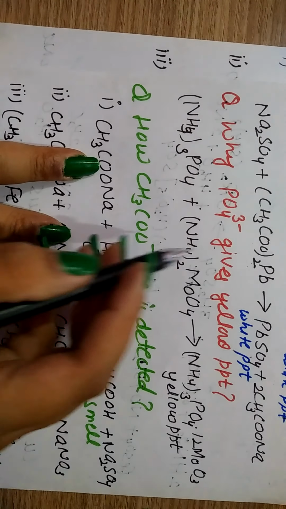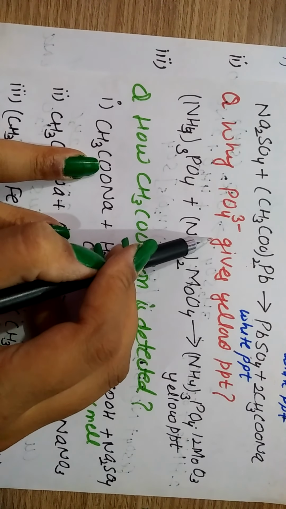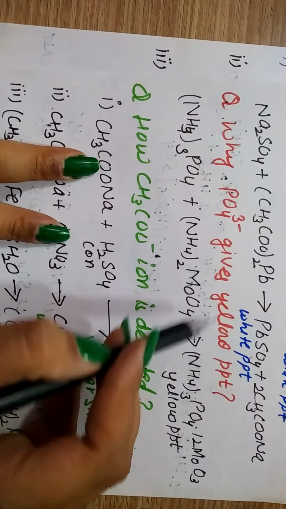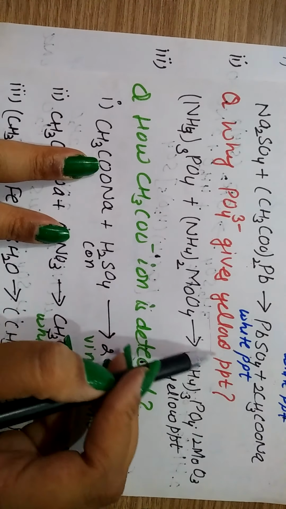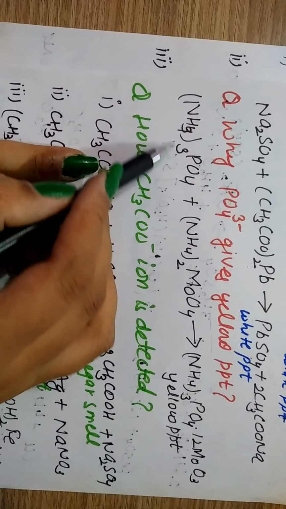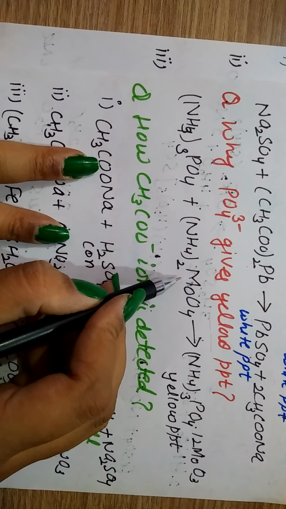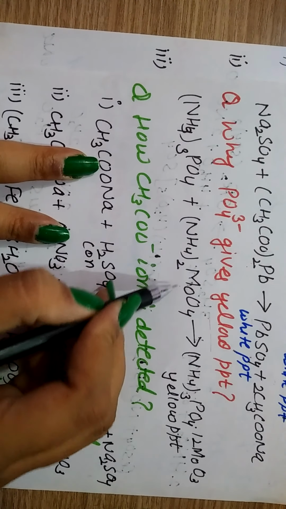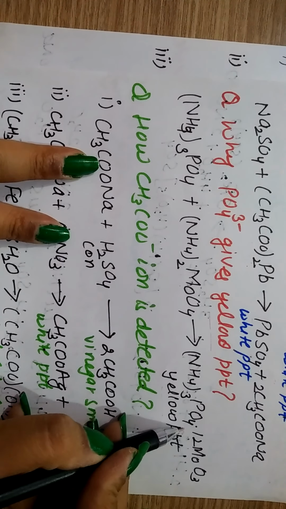Then there is a question related to phosphate ion. Why does phosphate ion give us a yellow PPT? It will give us a yellow PPT when its compound is treated with ammonium molybdate. It will give us a yellow PPT of this compound.